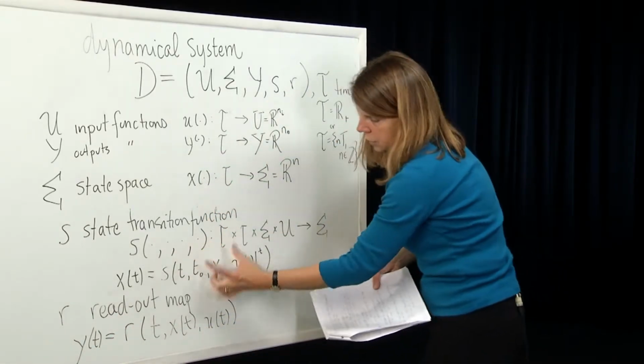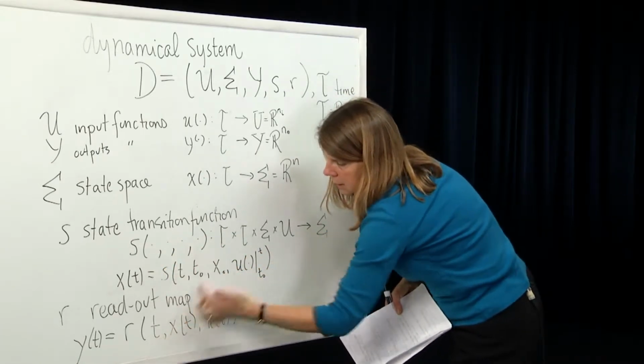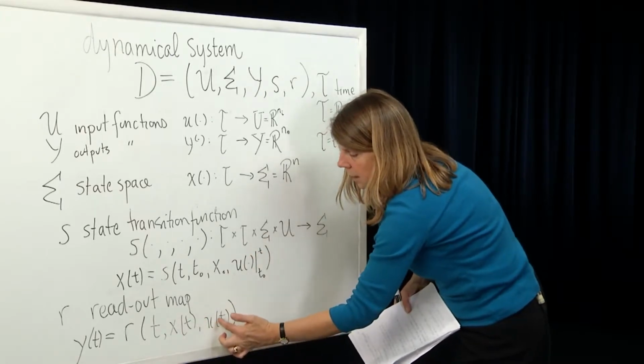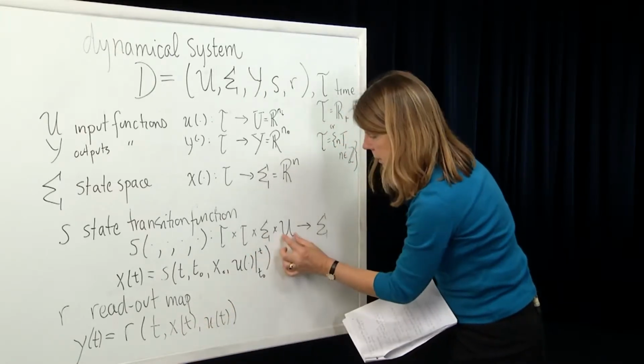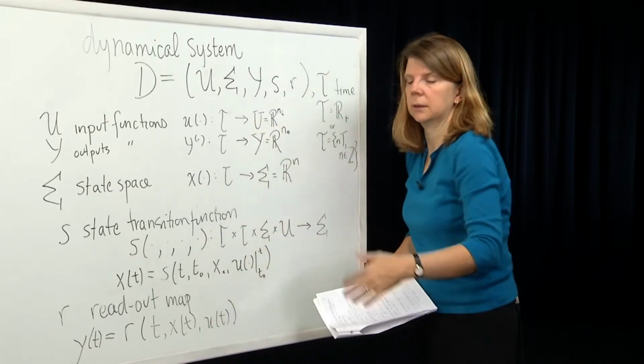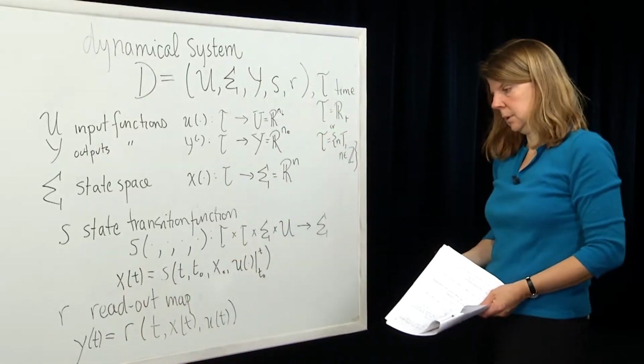So if we wrote it out more generally like this, R would be a function of three elements, tau cross the state space sigma cross the input set. So it's not the set of input functions, it's this set here. It's the value of u at the current time. And it gives you the output at the current time.